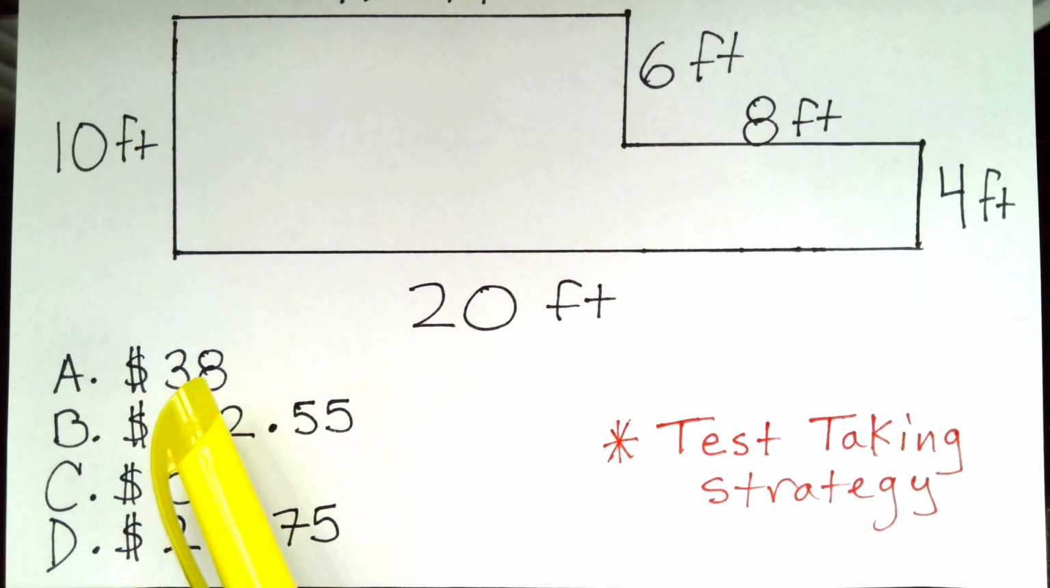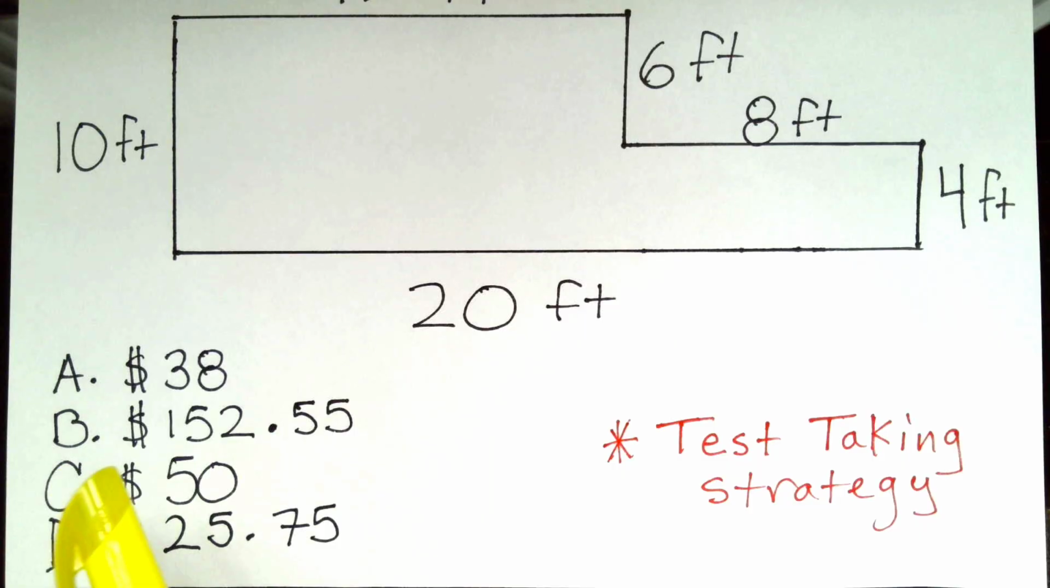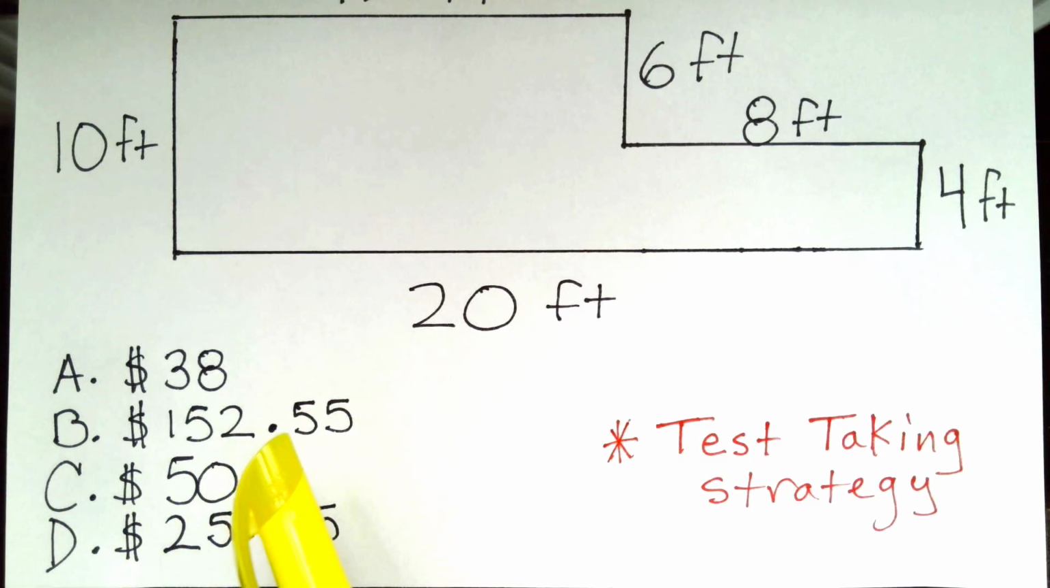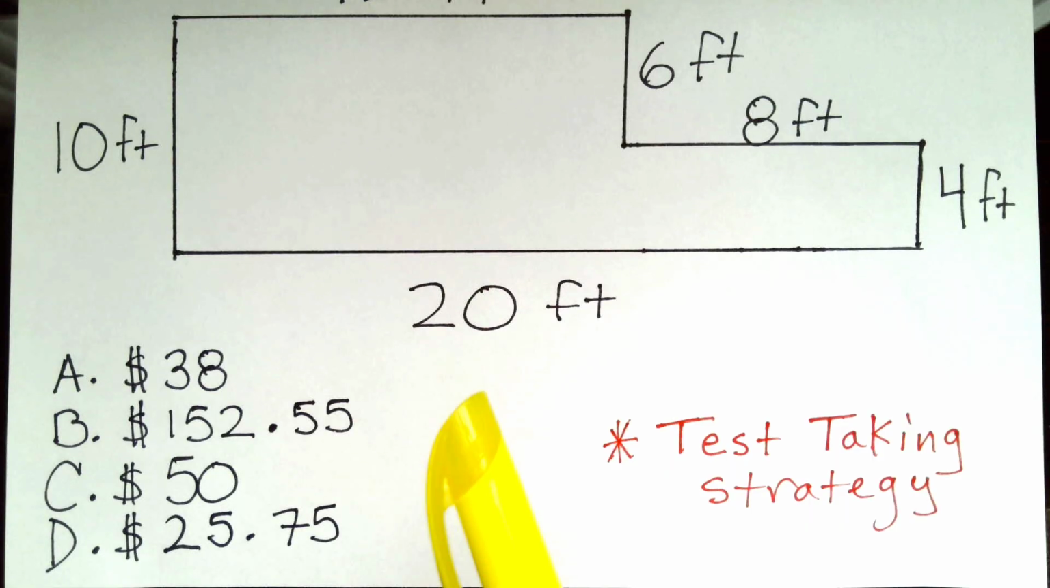Here are your answer options, A, B, C, and D. A, $38. B, $152.55. C, $50. Or D, $25.75.